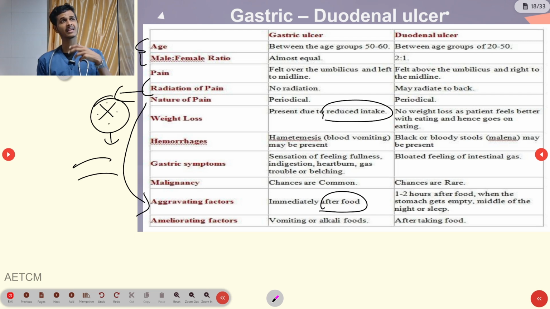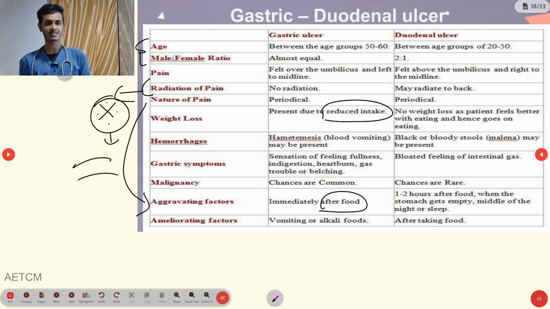Because of that panic he won't take food, and for that reason the person may lose weight, but in duodenal ulcer there won't be any problem in the weight. Hemorrhage, any bleeding related: mainly in gastric ulcer the person will develop hematemesis, but in duodenal ulcer there will be melena. And then gastric symptoms: in gastric ulcer, sensation of fullness, indigestion, heartburn, gas troubles, and belching will be there.